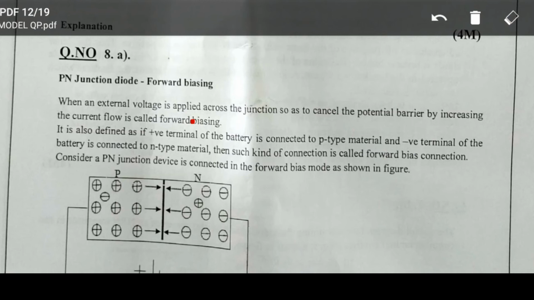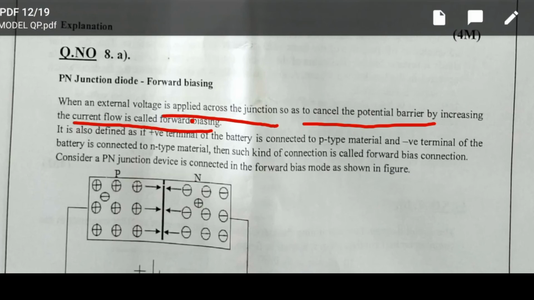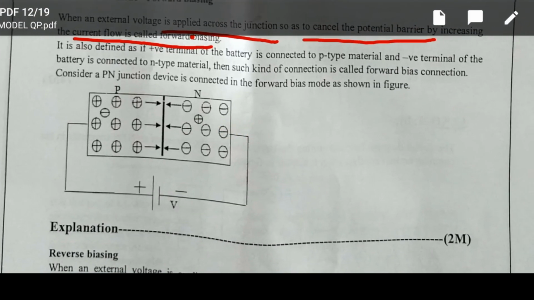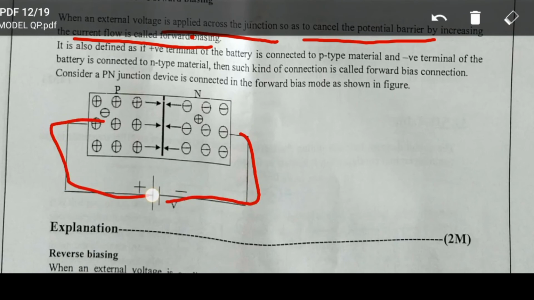Giving the supply for anode and cathode is known as biasing. When external voltage is applied between the junctions, so as to cancel the potential barrier by increasing the current flow, it is known as forward biasing. Forward bias means the P terminal is connected to the positive of the supply and the N layer is connected to the negative of the supply. That is forward bias.